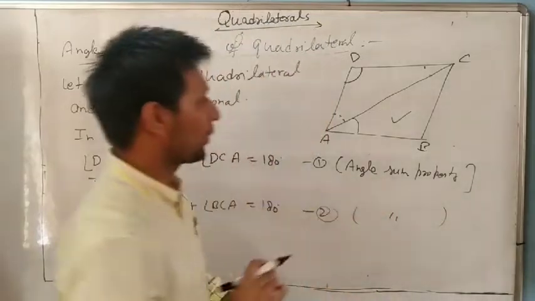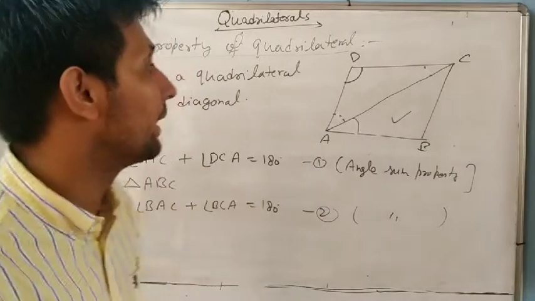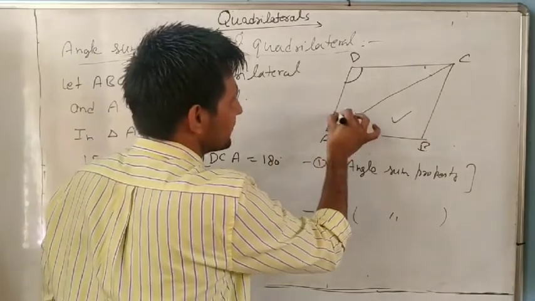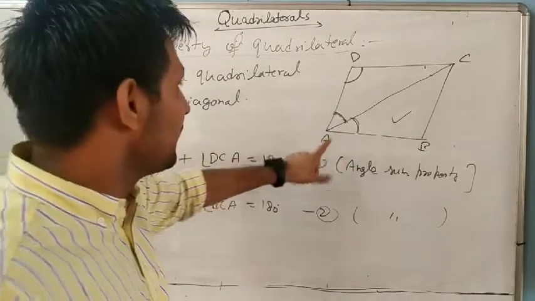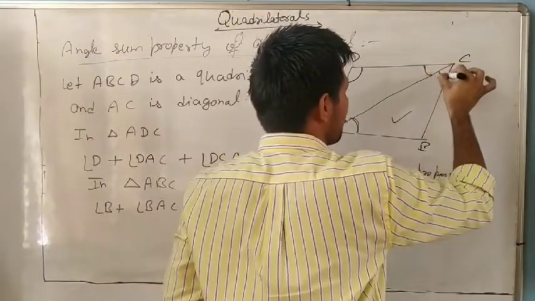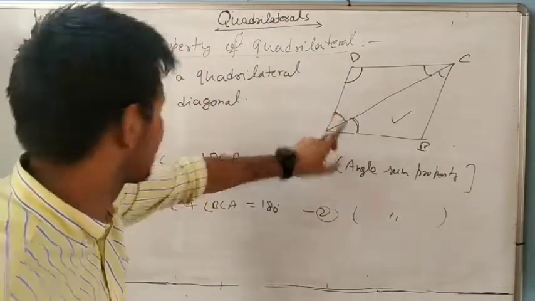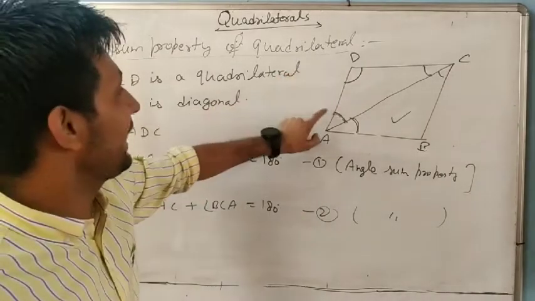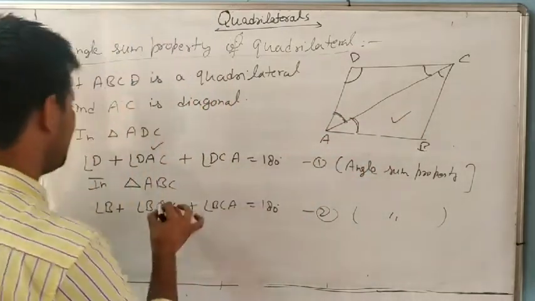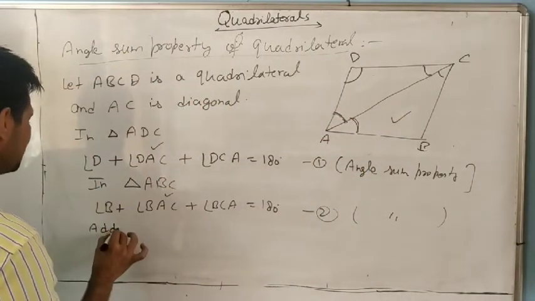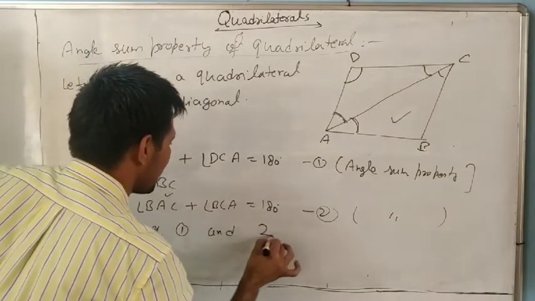Angle sum property. But we want to find angle A plus B plus C plus D. But what is angle A? This angle plus this angle. Understand? And angle C is this angle plus this one. So how can we get this? It means angle DAC plus BAC. So it means adding equation 1 and 2.